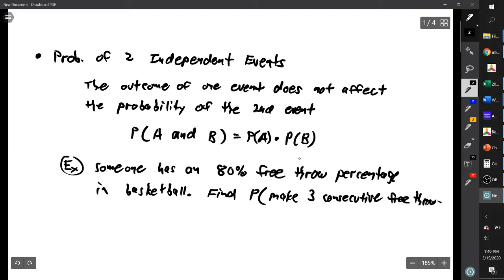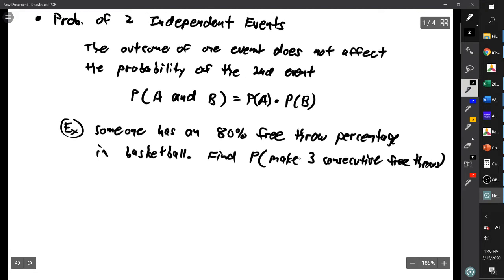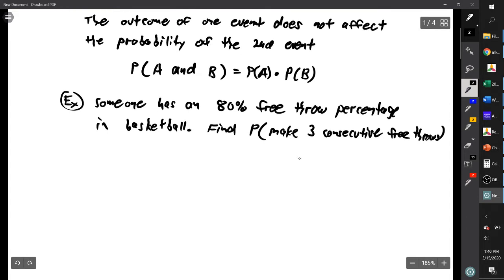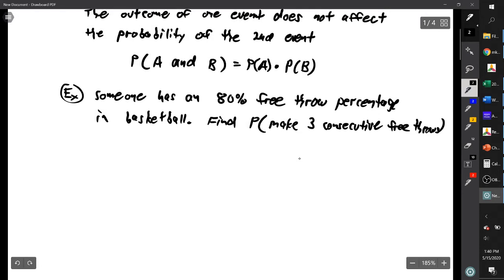Now, there's stuff going on here that would technically not make this independent. For example, if the person makes the first one, that probably means they're a little better locked in and they have a good sense of their form being right. So you could argue that these are not truly independent events, but for the sake of the example, let's just work with this.